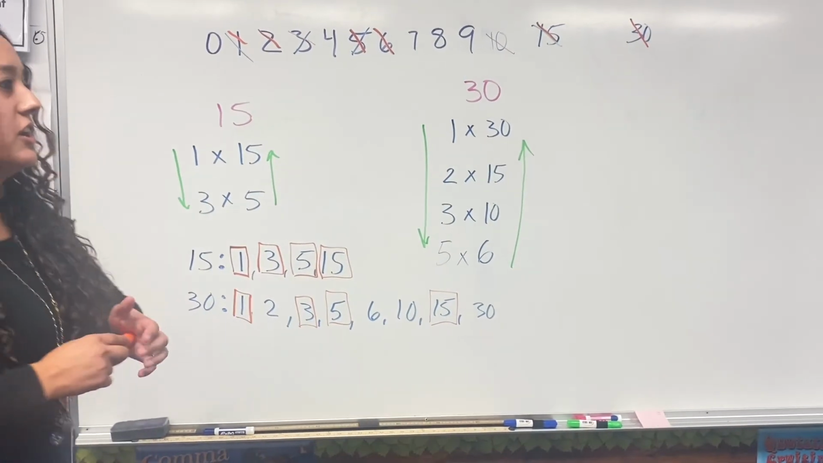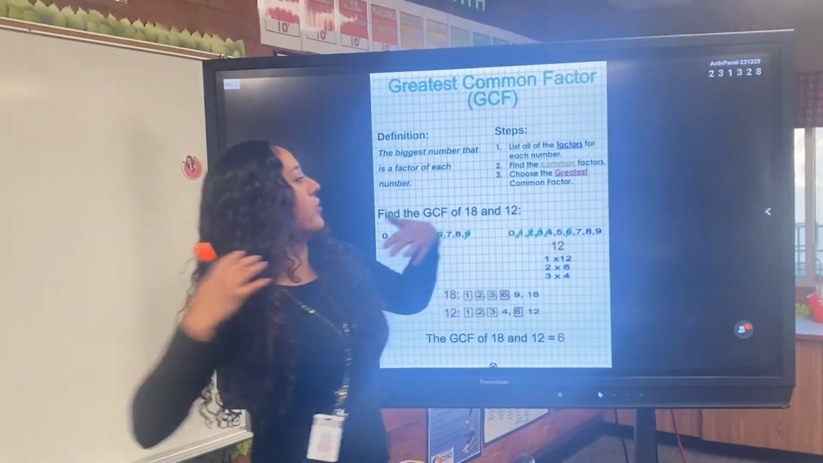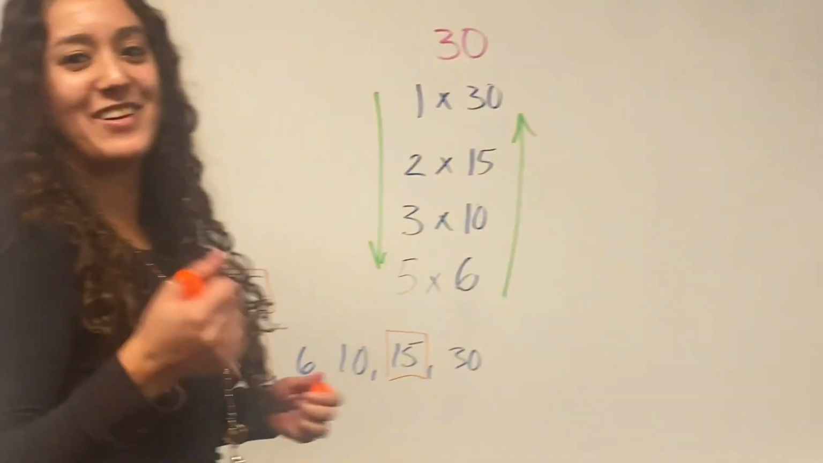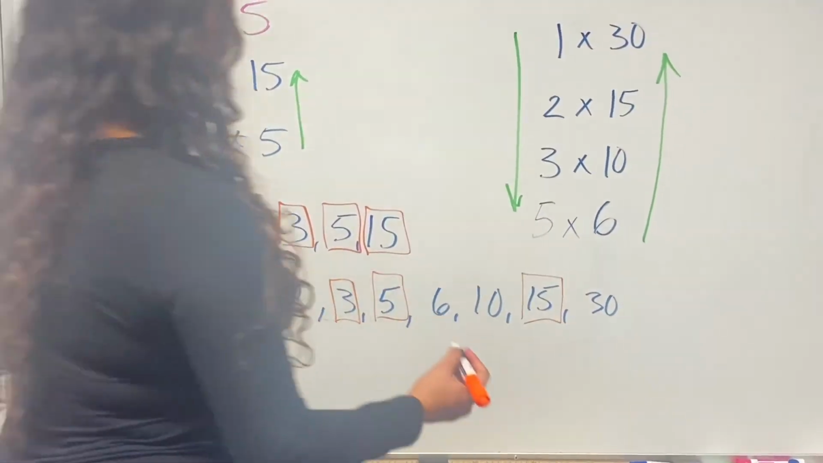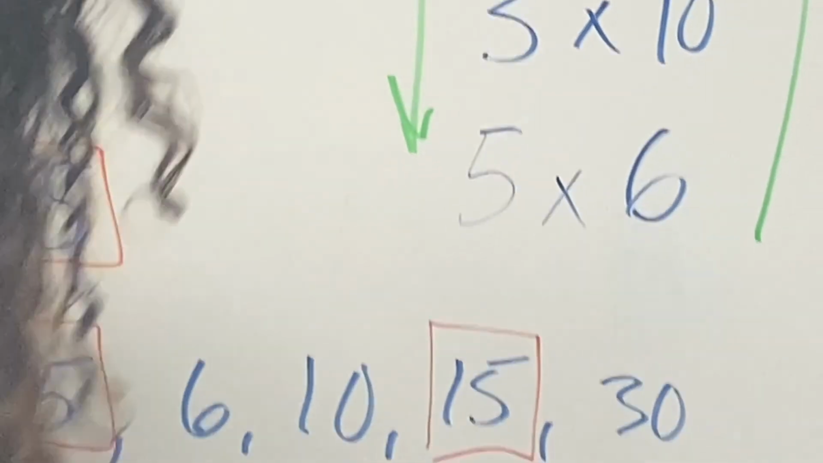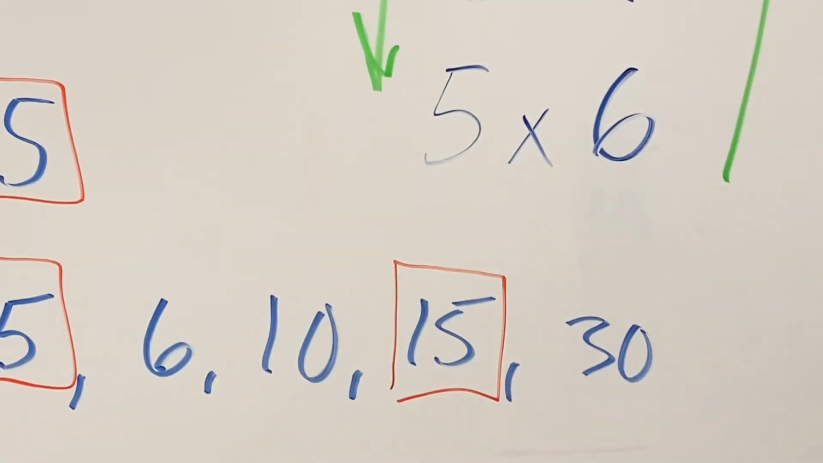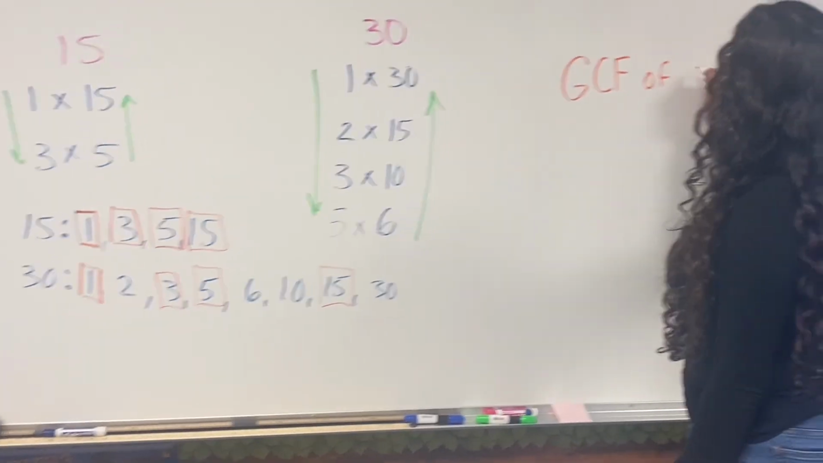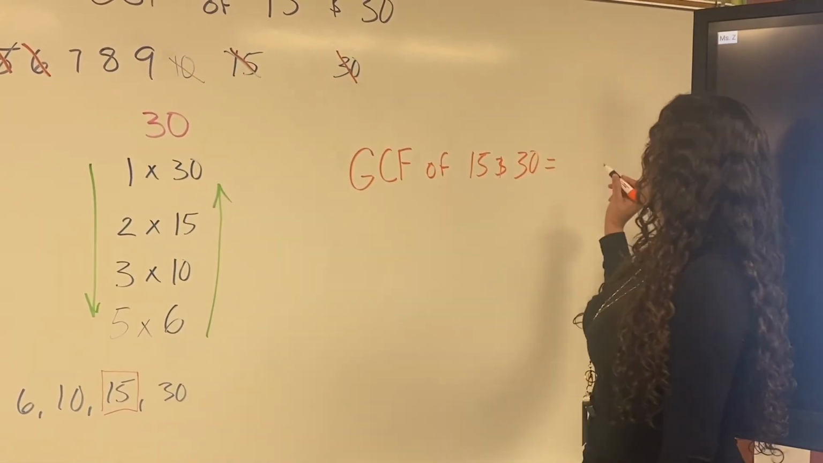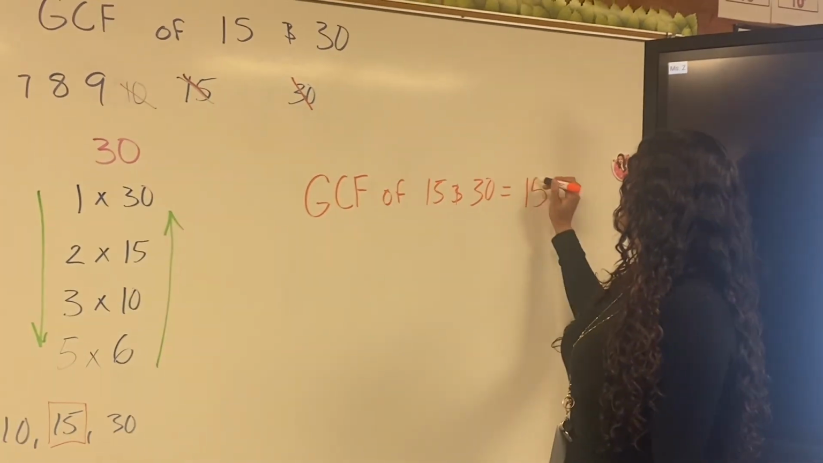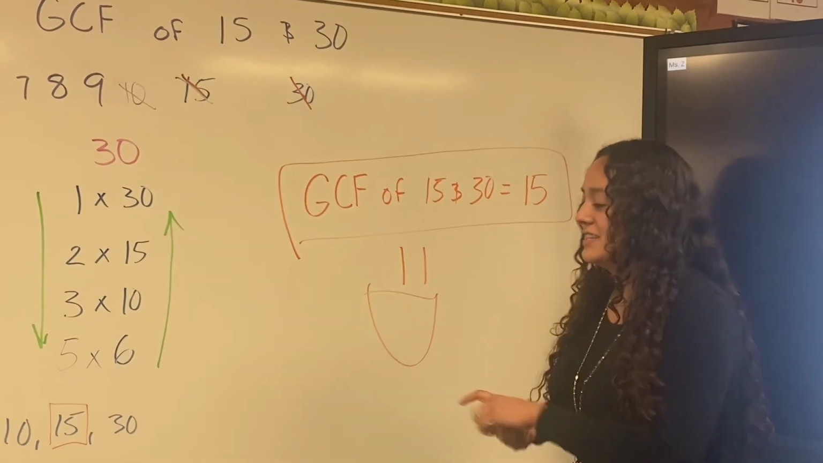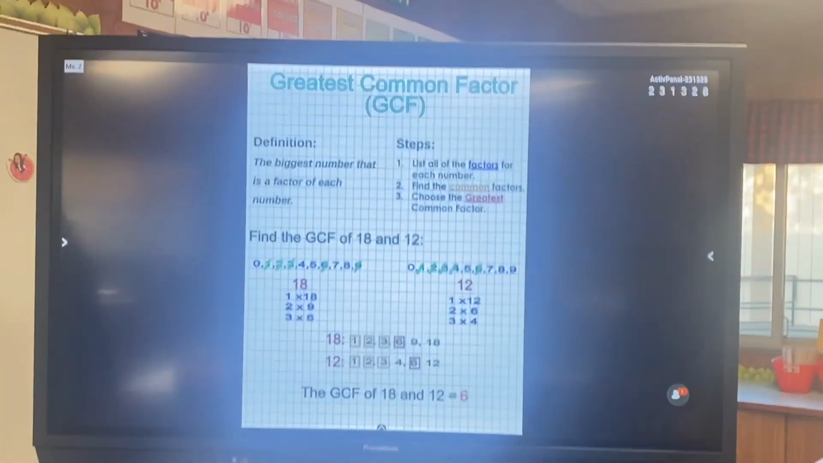So now I look. Choose the greatest. So I need to choose the best. All right. You like my pun there? All right. So I see that the biggest number they have in common is 15. So my greatest common factor, the GCF of 15 and 30, if you can still see that, is 15. Woo! Yay! Woohoo!